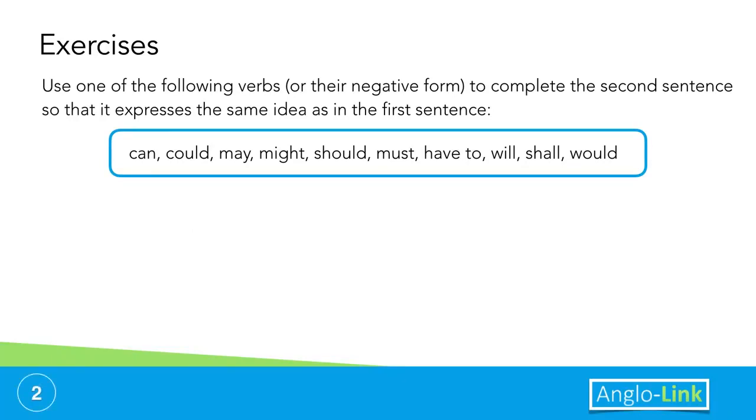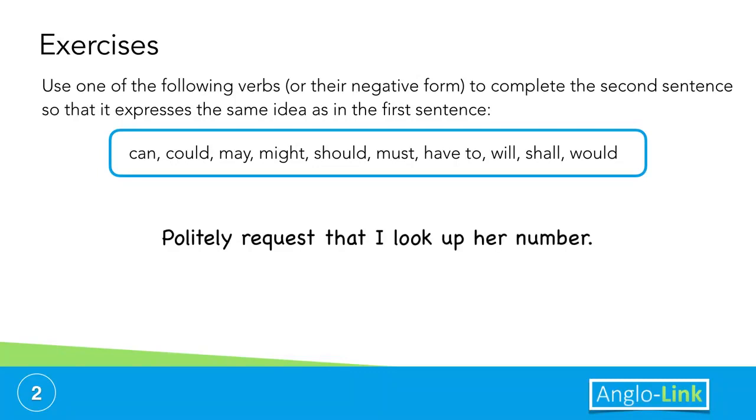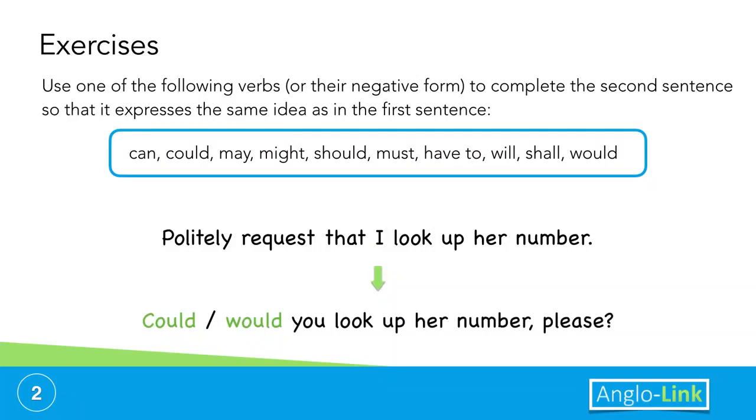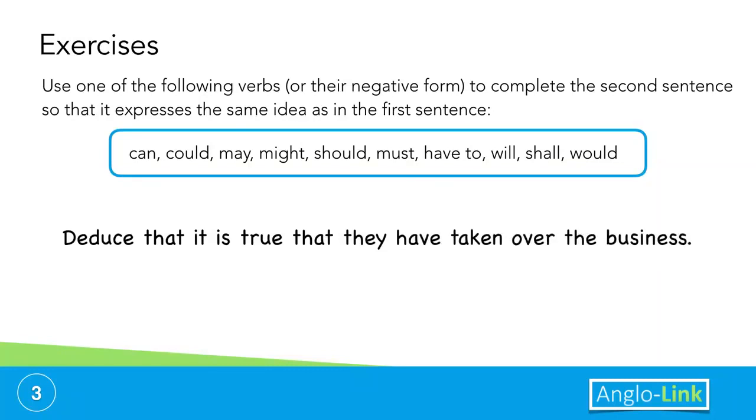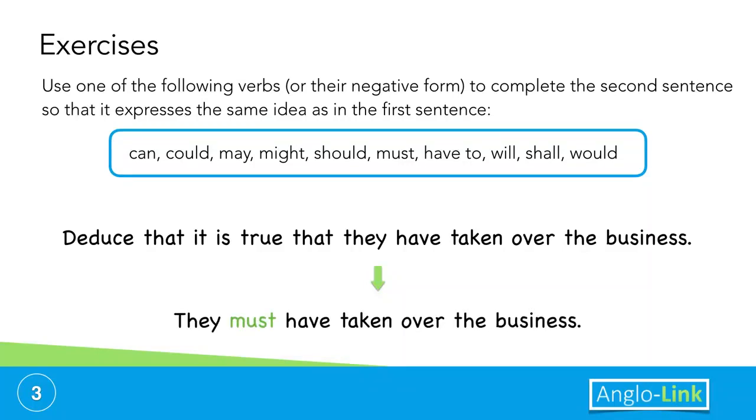Right, number 2. Politely request that I look up her number. A polite request, your choices are could or would. Could you look up her number, please? Or would you look up her number, please? Number 3. Deduce that it is true that they have taken over the business. A positive deduction, therefore your modal verb is must. They must have taken over the business.